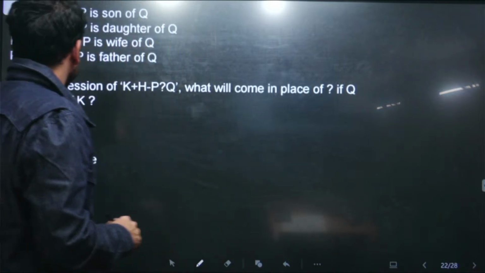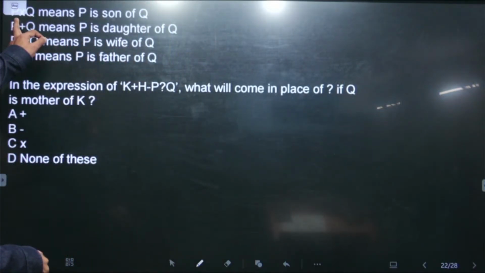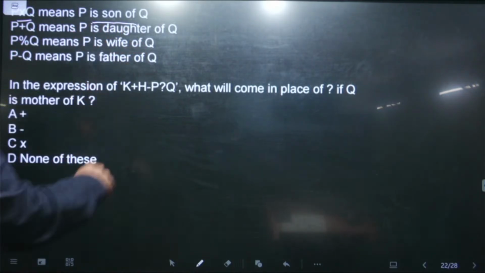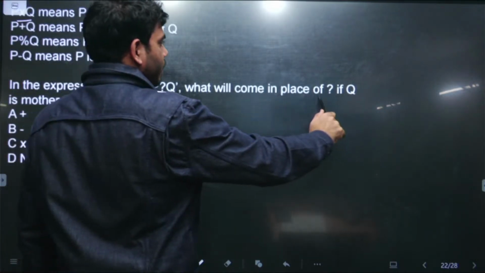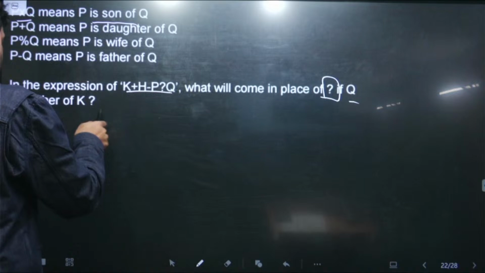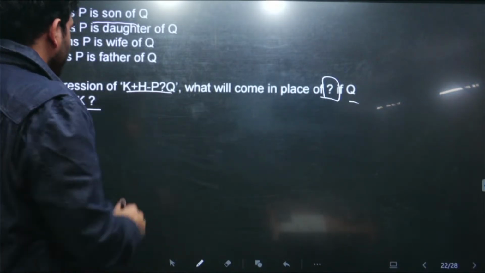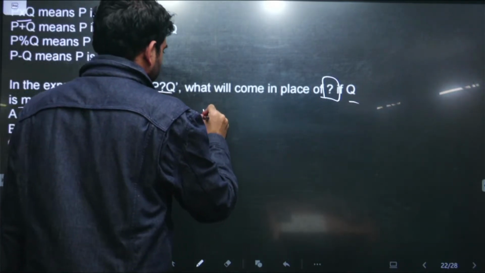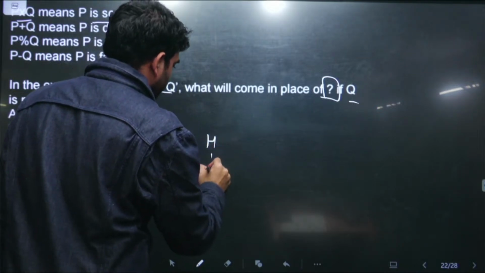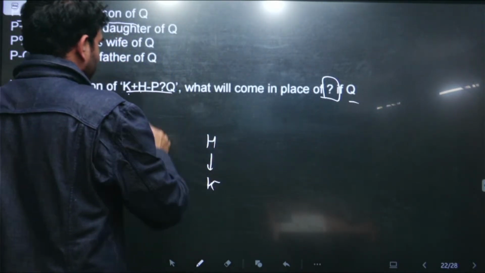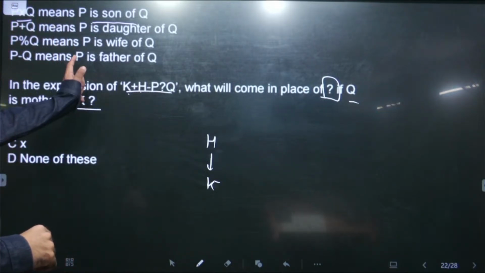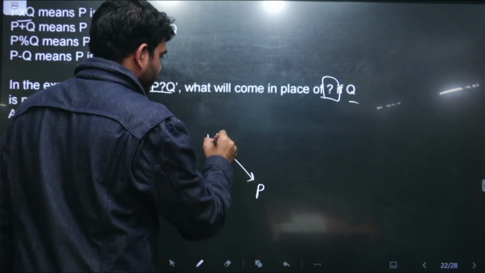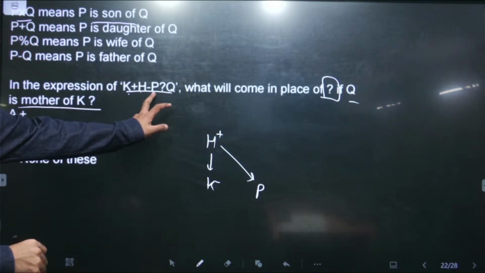This is the next question, and it is saying P multiplied by Q means P is son of Q, plus means something, division means something, and minus means something, and then an expression is given to us, and we need to find what will be in the place of K such that Q is the mother of K. So let us start. K plus H, plus means daughter, so it means K is daughter of H. H is over there, let's make it like this, and K is the daughter of H. Then H minus P, it means H is the father of P, another child of his, and H is male, the father of P, and we need to find the relation between P and Q.